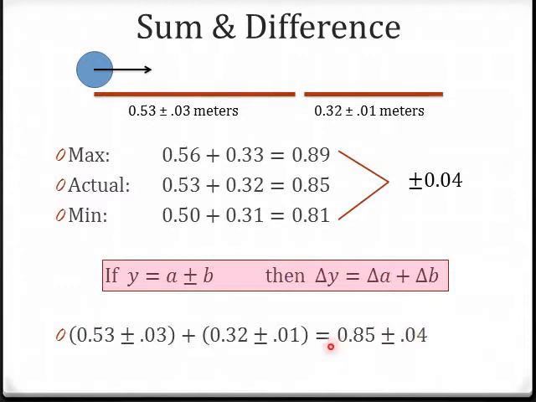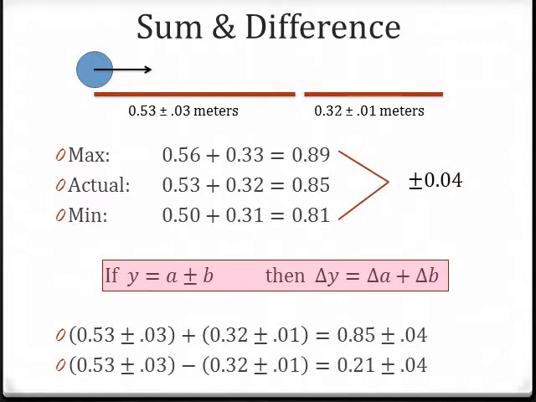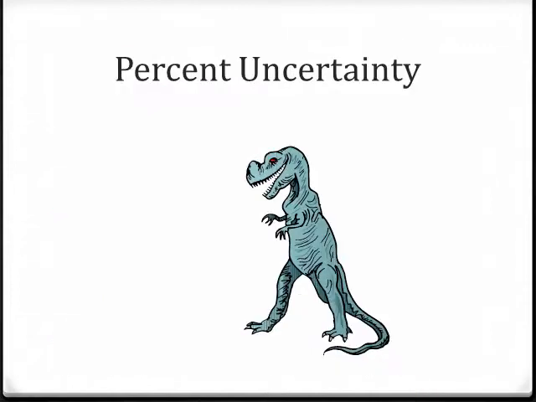Okay, so here's the answer. You would say the answer is 0.85 plus or minus 0.04, right? That's the value we got. But even if we subtracted these two values, 0.53 minus 0.32, which gives us 0.21, the total uncertainty still goes up. You always add the uncertainties together. So it also has an uncertainty of plus or minus 0.04.